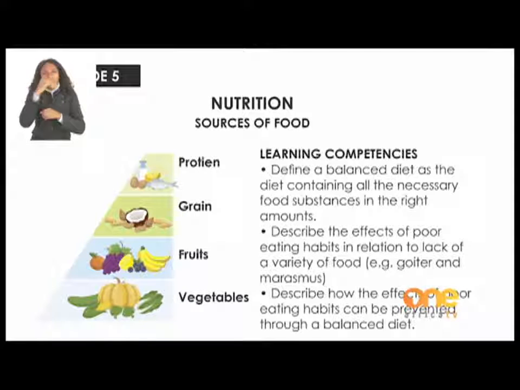It's the diet containing all the necessary food substances in the right amounts. Describe the effects of poor eating habits in relation to lack of variety of food, for example, goiter and marasmus. Describe how the effects of poor eating habits can be prevented through a balanced diet. So these are our three basic competences.